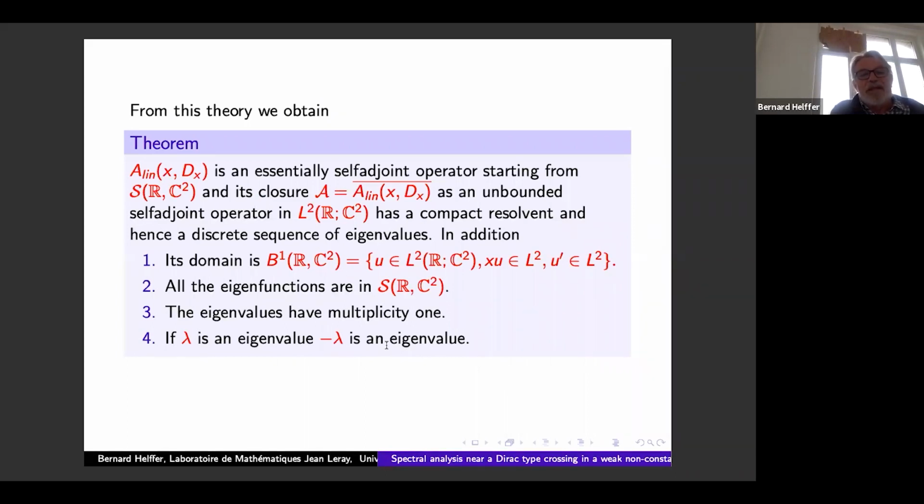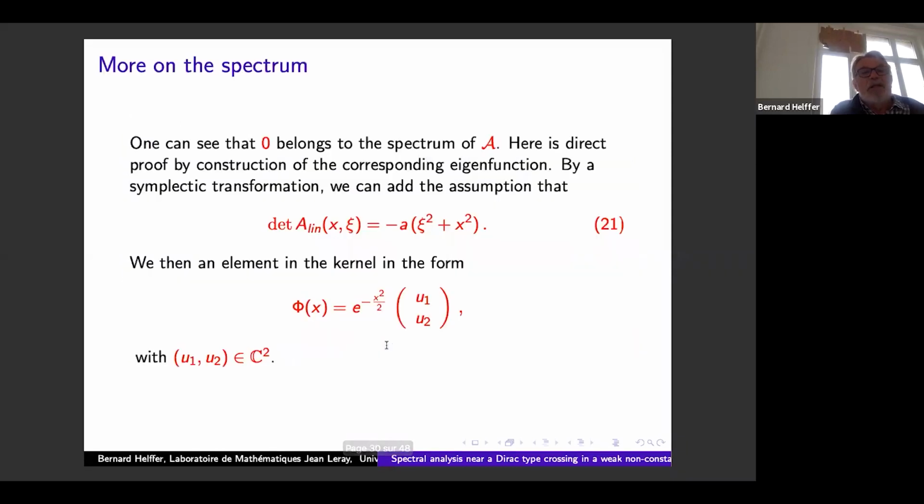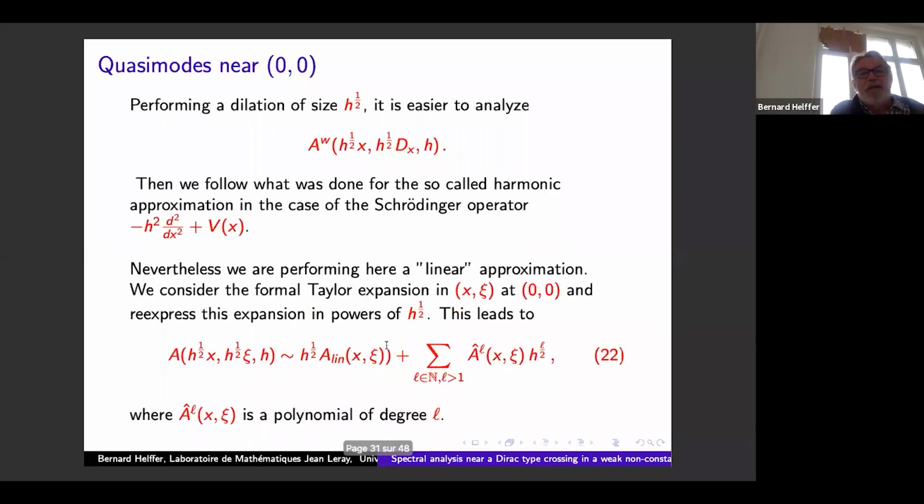A more specific analysis, independent of this, shows that the eigenvalues have multiplicity one and that you have symmetry of the spectrum. Then, to prove that zero is in the spectrum, you can first reduce by a canonical transformation to the case where the determinant is xi square minus xi square plus x square. Then you can construct explicitly an eigenfunction with zero eigenvalue. You can also construct quasi-modes using as first term the linear approximation, and then you can expand.